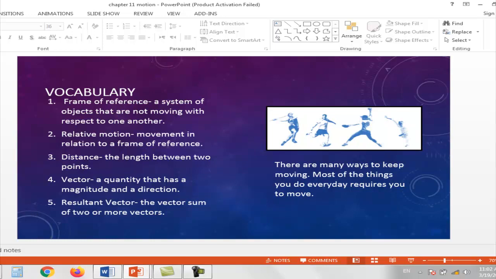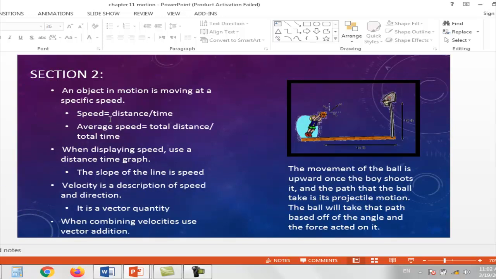After that, we talked about speed. Speed is equal to the distance divided by time, or the change in distance divided by time. What is the meaning of the average speed? The total distance taken by the body divided by the total time. Speed is a scalar quantity, but velocity is a vector quantity, a description of speed and direction.